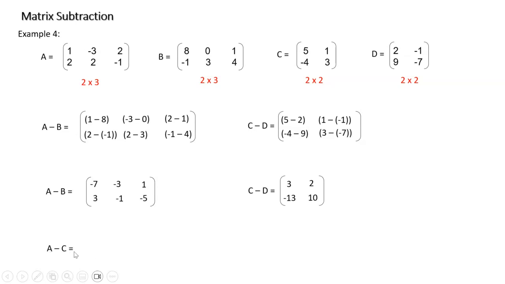Again, A minus C is not possible. Why? Because they're not the same size, right? Matrix A is a 2 by 3, and matrix C is a 2 by 2. So this cannot be done.